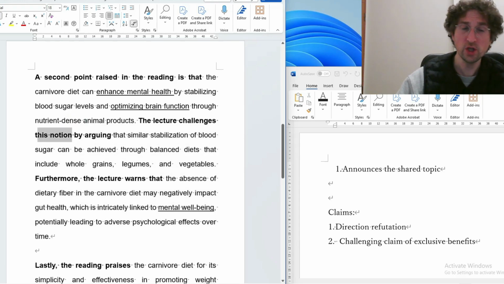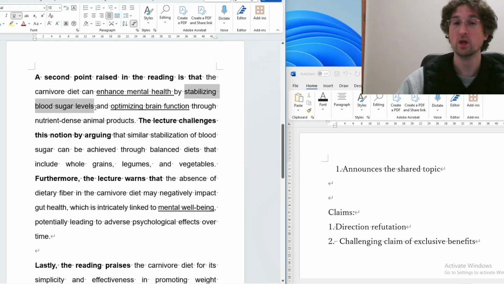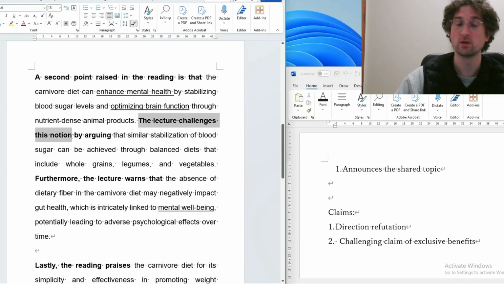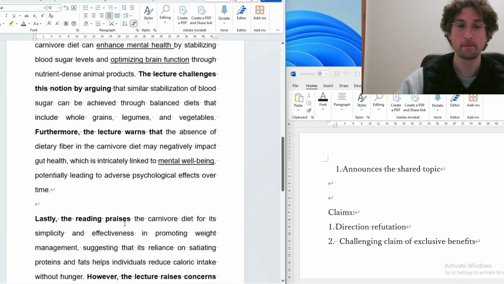So the notion, again, they're challenging the notion. The implication is that you can only stabilize blood sugar levels, or you will enjoy better success at stabilizing blood sugar levels by cutting out everything except meat. So that's implied, although it's not directly stated, right? So they're challenging that notion. It's sort of in between the lines.